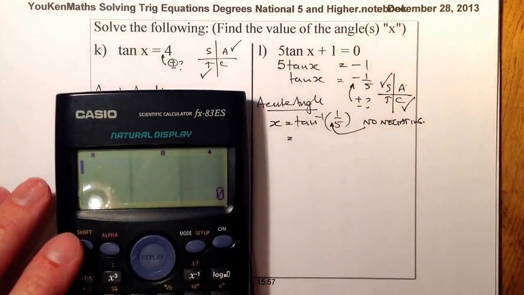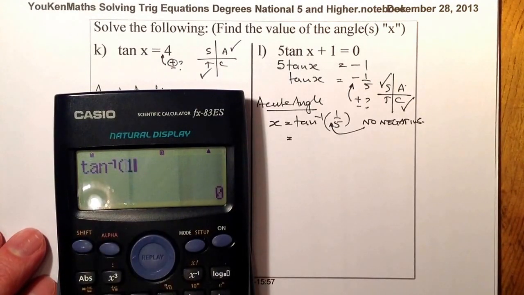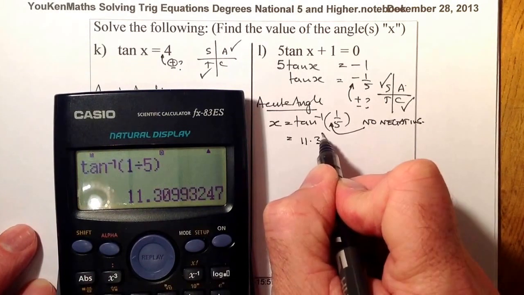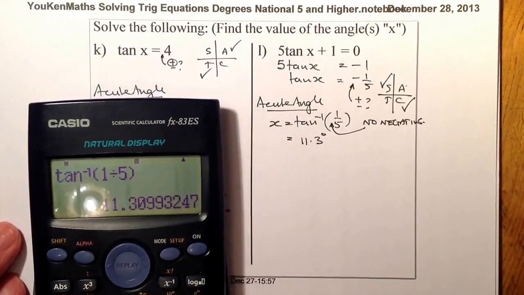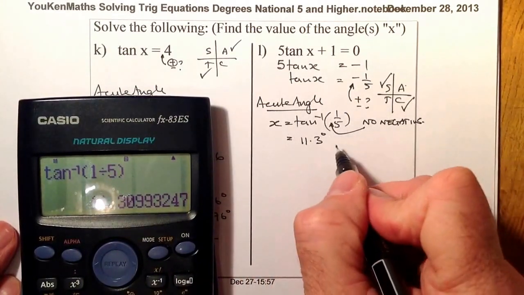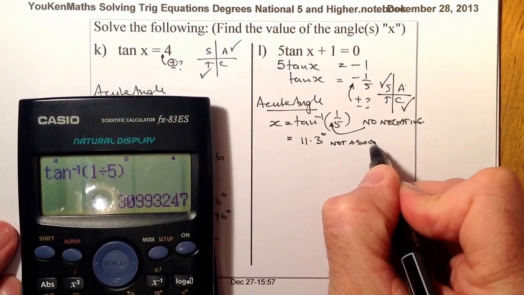So we'll go shift tan, so the inverse tan, 1 divided by 5, close the bracket, and that should give me 11.3 degrees. So I'm going for 11.3 degrees on that one. Just do it to 1 decimal place this time. What I'll then go for is my solutions, because this one here will not be a solution.